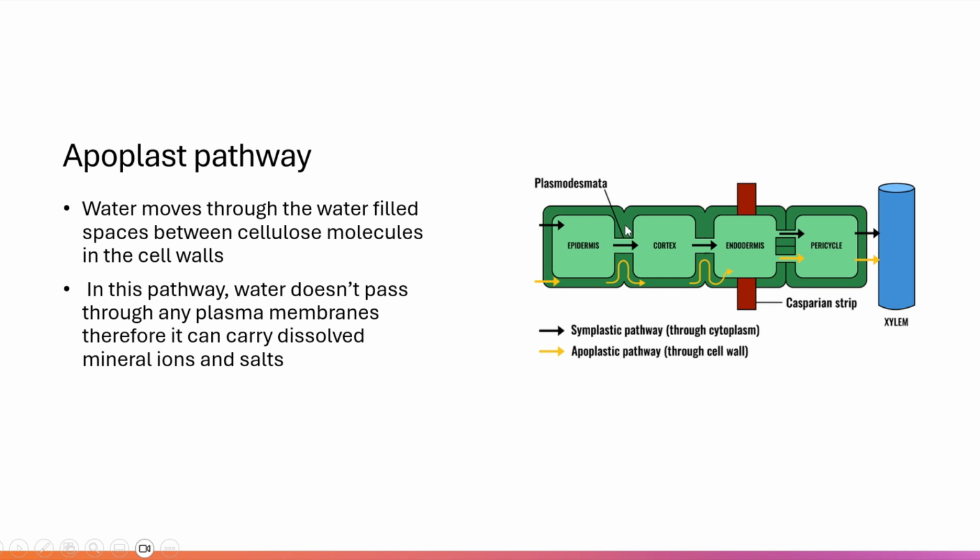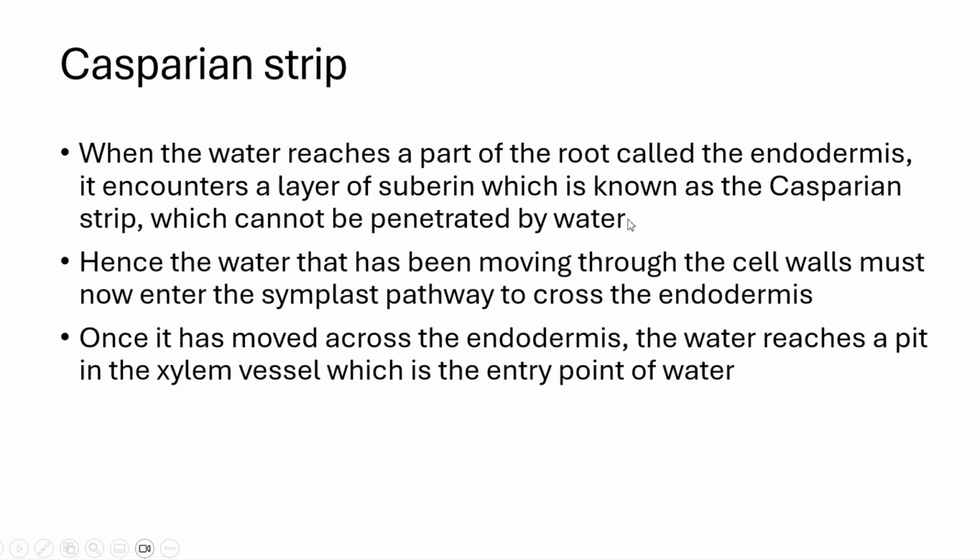Apoplast is just moving through the cell walls, so it means it can carry a lot more with it. And then you have the Casparian strip in the endodermis. When the water reaches a part of the root called the endodermis, it encounters a layer of suberin, known as the Casparian strip. Suberin is a type of polymer which cannot be penetrated by water, whereas cellulose can be penetrated, but suberin can't.